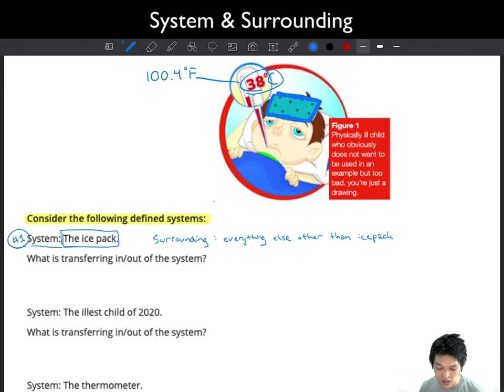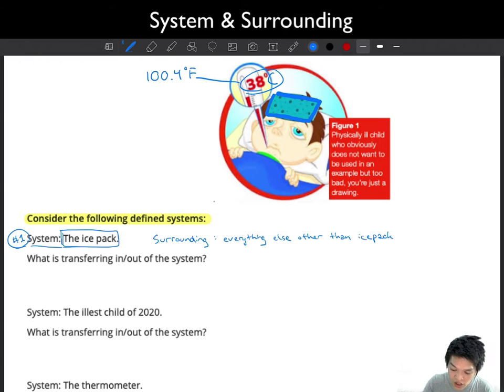That means, like in the picture, the kid is part of the surrounding, right? And the thermometer is part of the surrounding. The pillow is part of the surrounding. The bed is part of the surrounding. The air is part of the surrounding, right? Everything that's not the ice pack, that's not the system, is considered the surrounding, all right?